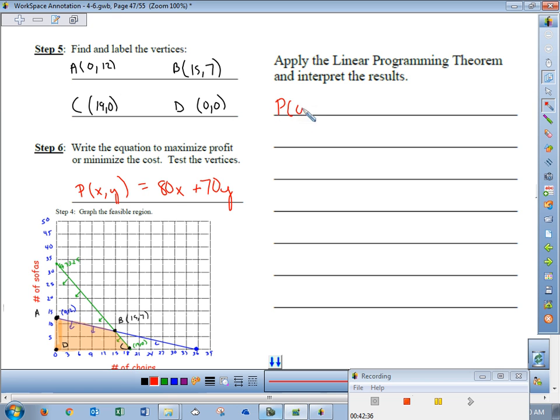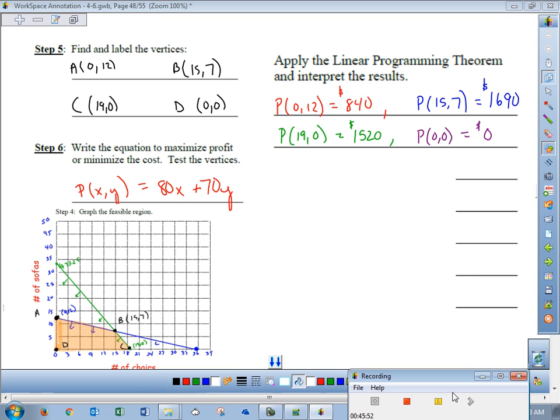Please pause the video, test all 4 points. We're going to do the profit of 0, 12, which I actually listed correctly this time. The profit of all of them. Please pause the video, get that done for me. Hopefully you came up with these numbers right here.